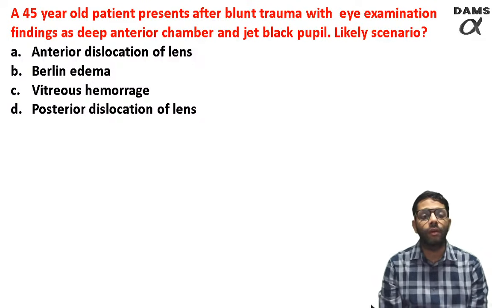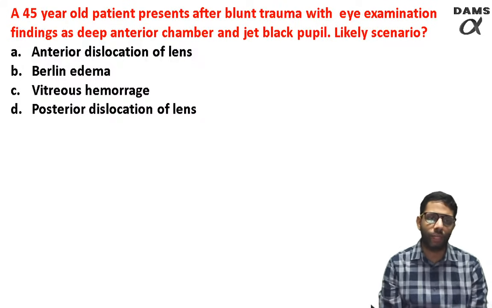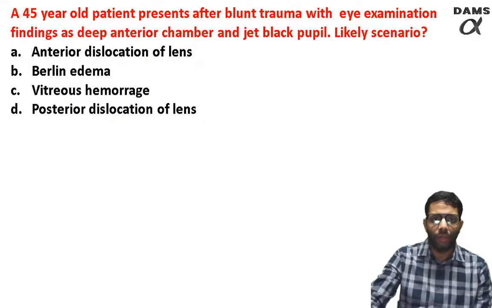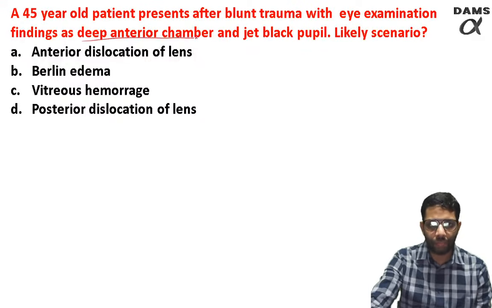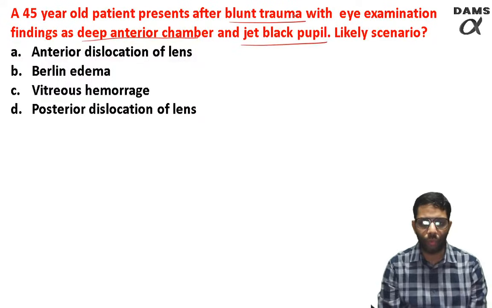Okay. Another trauma. See, a trauma question is the one that should be asked. One trauma question, injury question. Chemical injury, maybe traumatic injury, maybe radiation injury. So here a 45-year-old patient presented after blunt trauma, and on eye examination the patient has a deep anterior chamber and a jet black pupil. These are the three things given to you. What can be the answer?